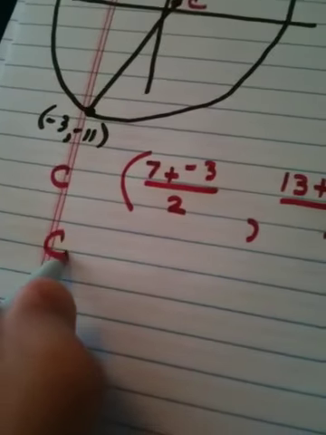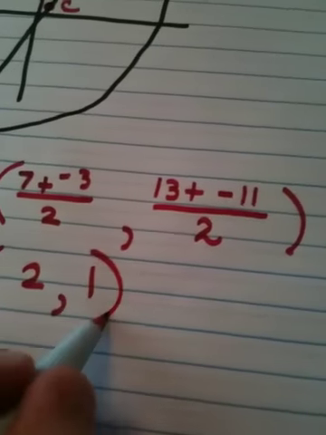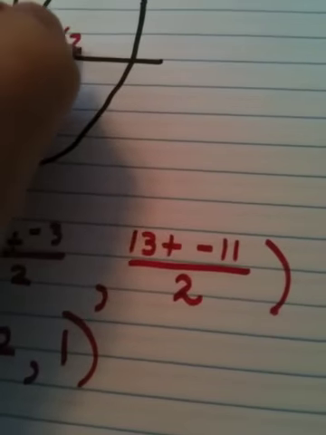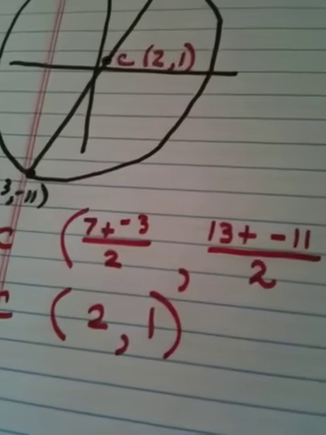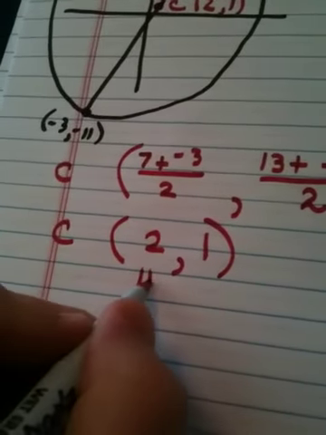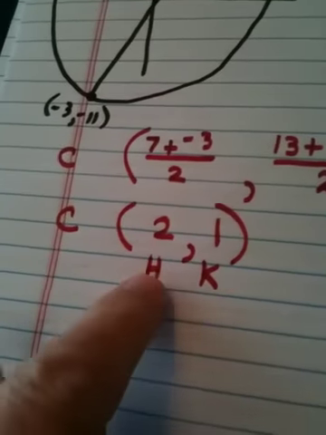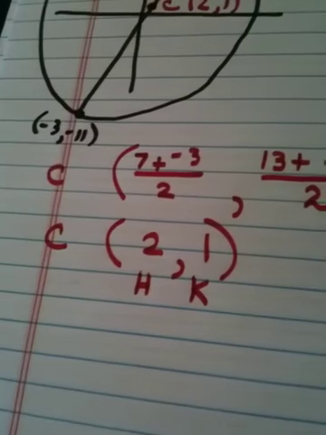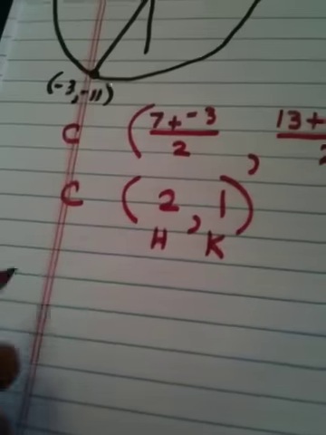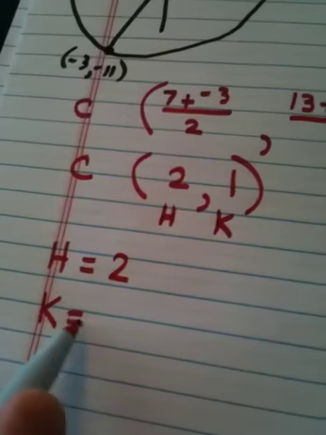Okay, let's see. This is 4. 4 divided by 2 is 2. This is what? 2 divided by 2 is 1. So the center of my circle is 2, 1. Now you know that automatically gives me h and k. Because when I'm finding an equation of a circle, I need h, k, and I also need r, right? So far I have h is 2, I have k is 1.